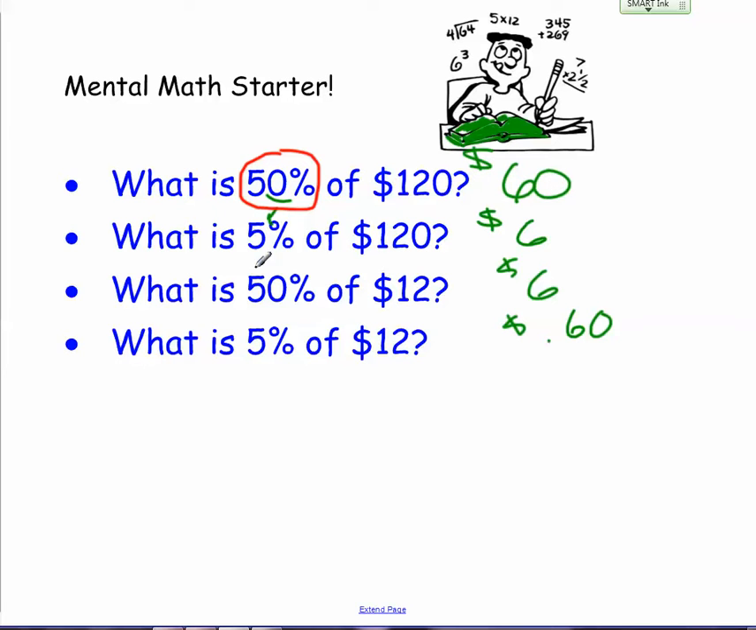Then I said, what's 5% of 120? Well, look at the relationship between 50 and 5. 5 is a tenth of 50. So you just take a tenth of 60, which is 6. And then what's 50% of 12? Well, 12 is a tenth of 120. Half of 12 is 6. And then 5% of 12 is going to be a tenth of 6, which is 60 cents. So just practicing some mental math.